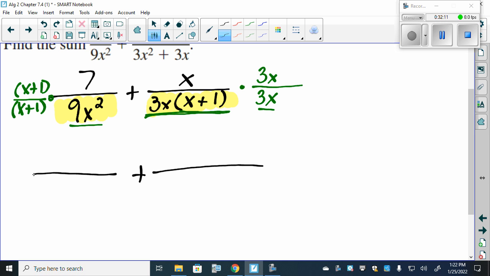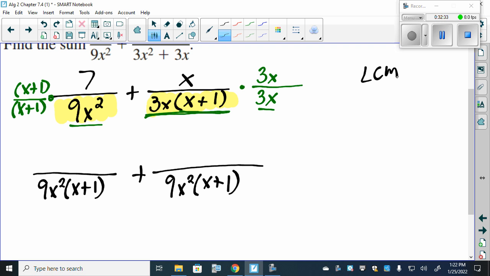Now on both the denominators, we'll have 9x squared times x plus 1. And over here, we're going to have 9x squared times x plus 1. So here, really, we're saying that the least common multiple for the denominators is 9x squared times x plus 1. Actually, at this point, it would be the least common denominator, but they're essentially the same thing, just applied in a different way.